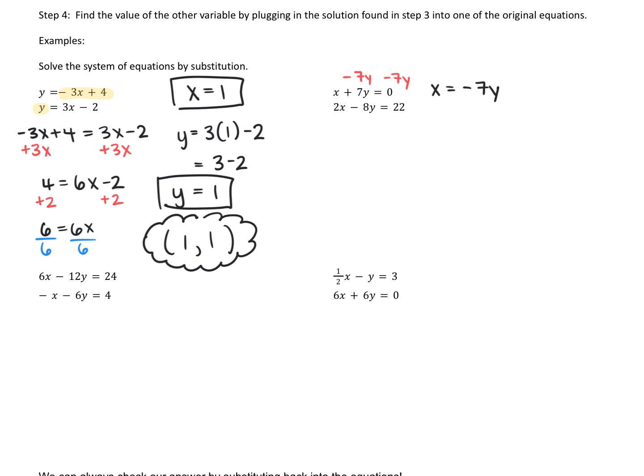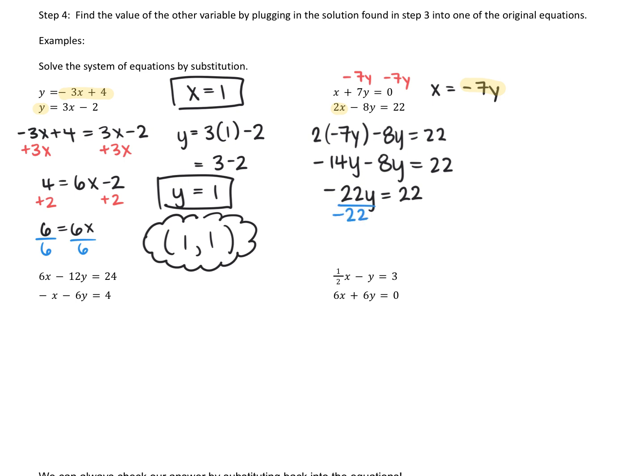I'm now going to take this negative 7y and plug it in for x in my second equation. So we get 2 times negative 7y minus 8y equals 22. 2 times negative 7 is negative 14. Negative 14y minus 8y is negative 22y. We're going to divide both sides by negative 22, and we get y equals negative 1.